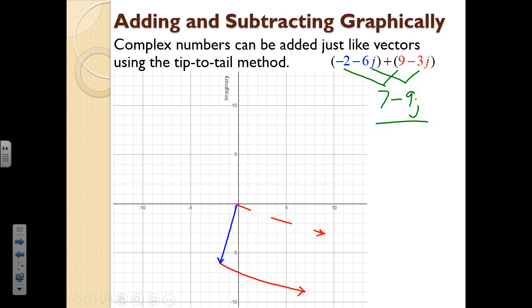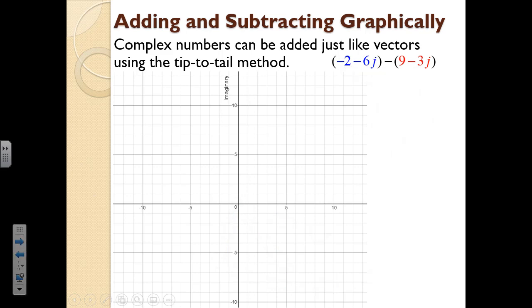Then our resultant vector should be from the beginning of the first complex number down to the tip of the second. So the beginning, from the origin down to the tip of our ending point. And if you make a note of where that ending point is, the location there is 7 for a real part and negative 9 for an imaginary part. So we would have 7 minus 9j. And of course that corresponds to what we said it should be.